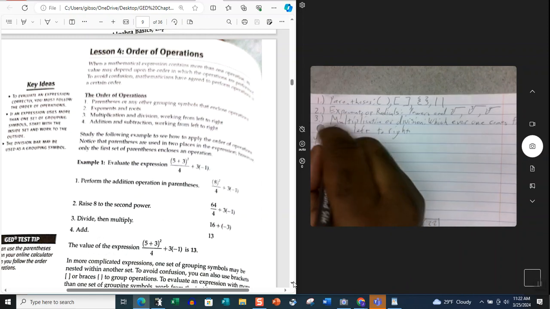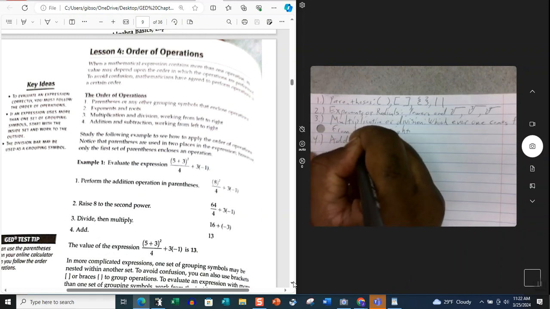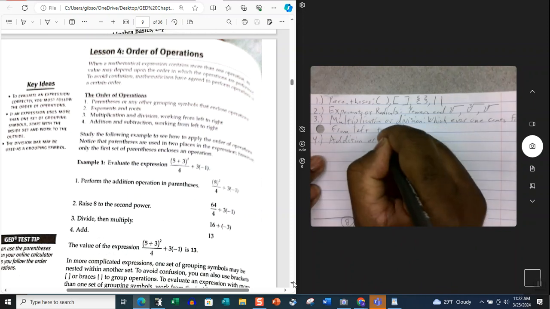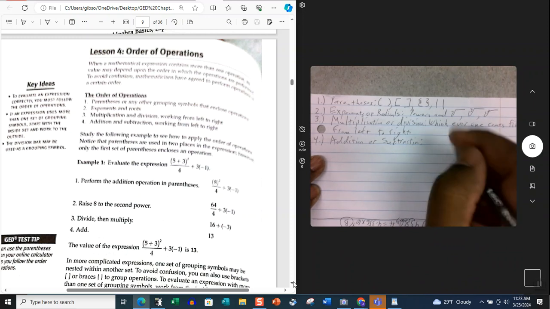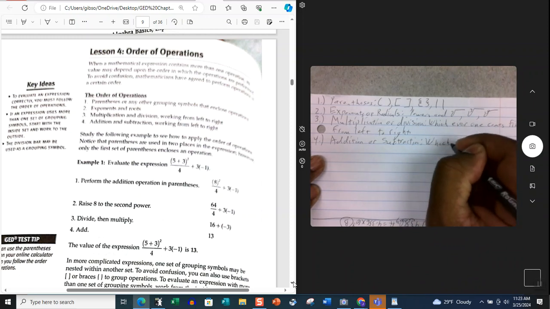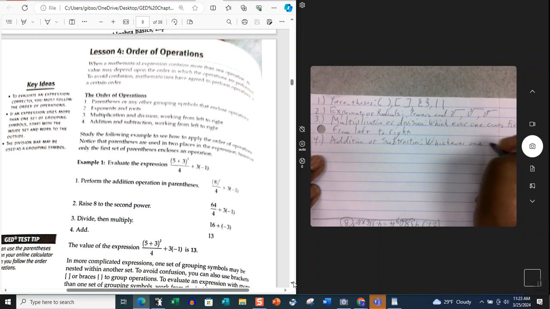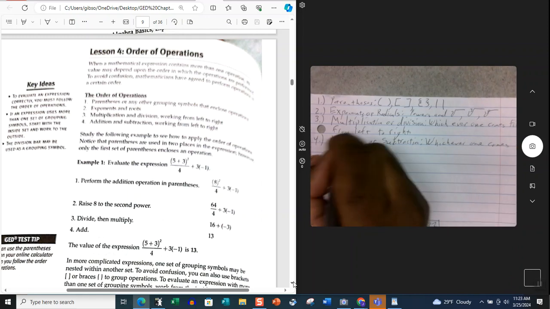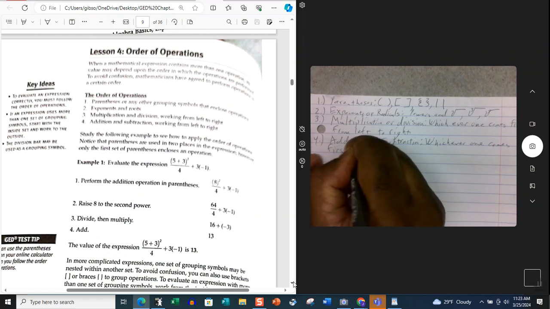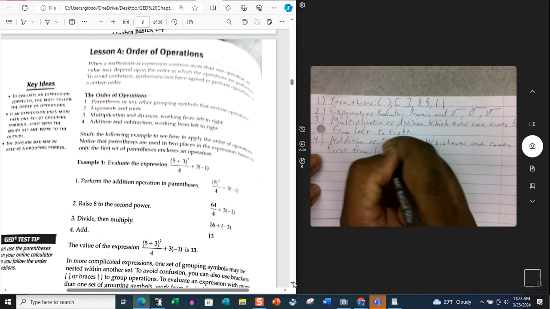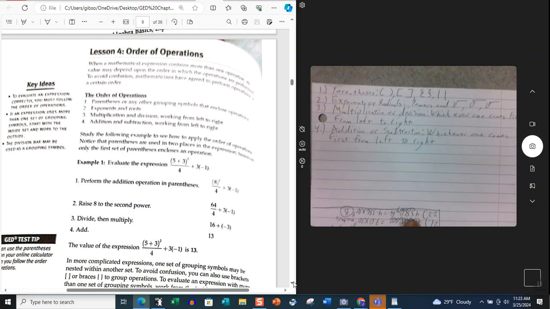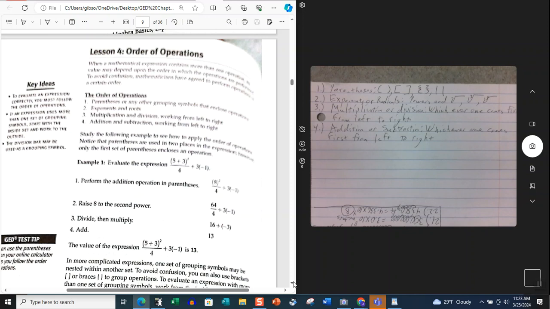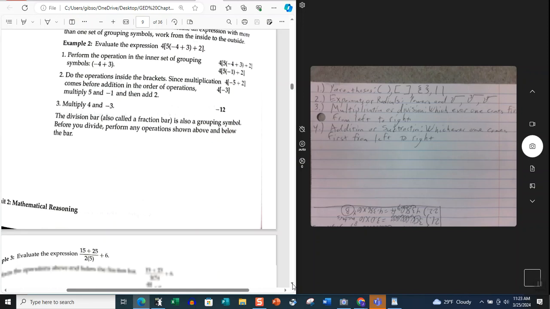Okay, number 4, addition or subtraction. That is also whichever one comes first from left to right. So that means when you exhaust the first 3 and you're down to your addition or subtraction, it is whichever one comes first from left to right.